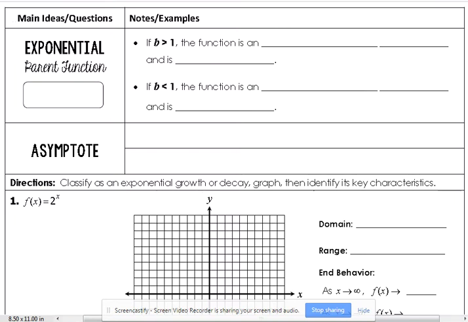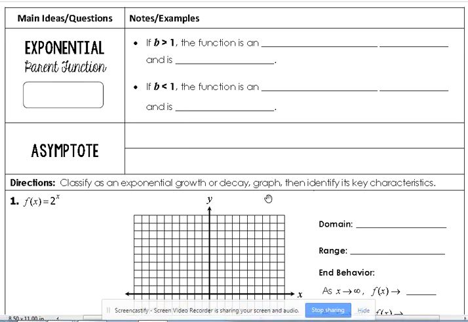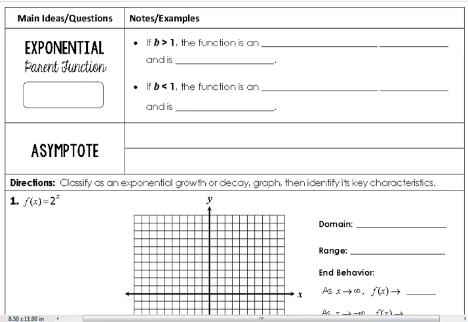First thing we need to talk about is the exponential parent function. So that means, what do these functions look like just in their basic form? And that's what's supposed to go in this little box right here under exponential parent function. It is y equals b to the x power. Okay, y equals b to the x power.